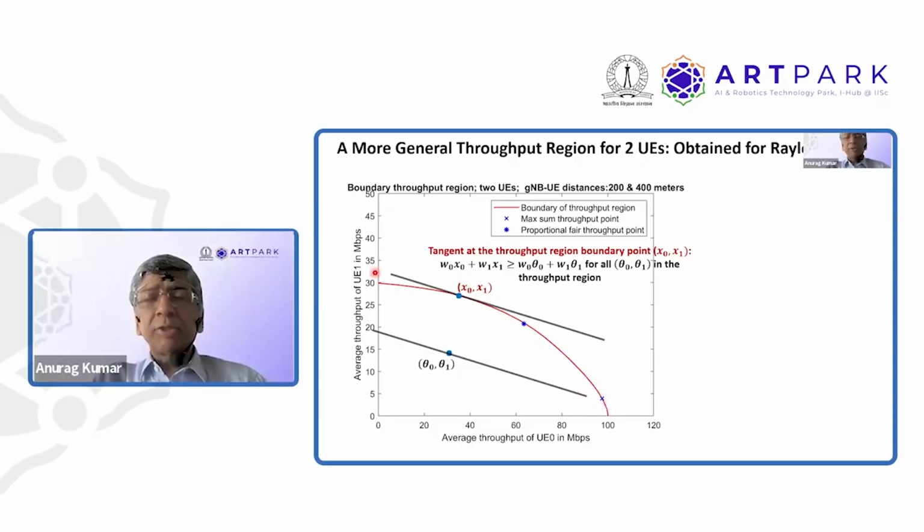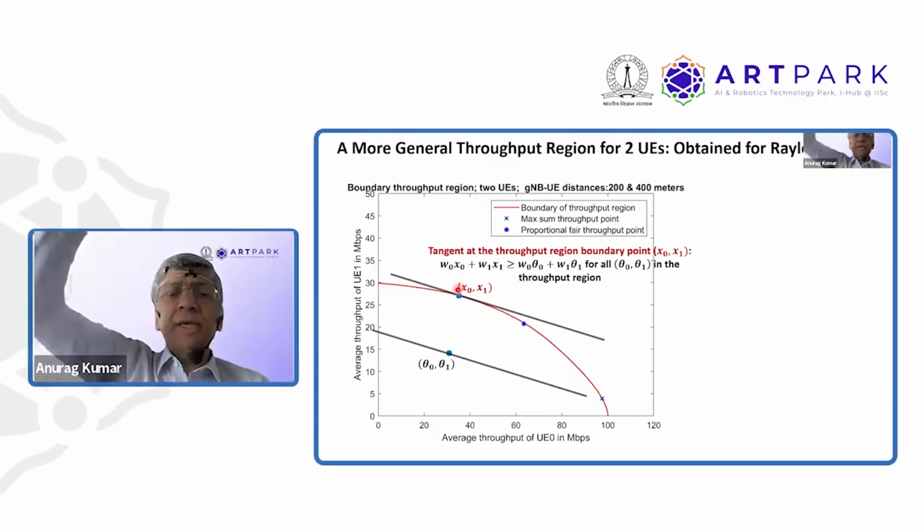Now let us take a tangent to the boundary, and let us see whether the tangent will touch the rate region. Let's call the point x0, x1. So what do we do? We take a tangent.